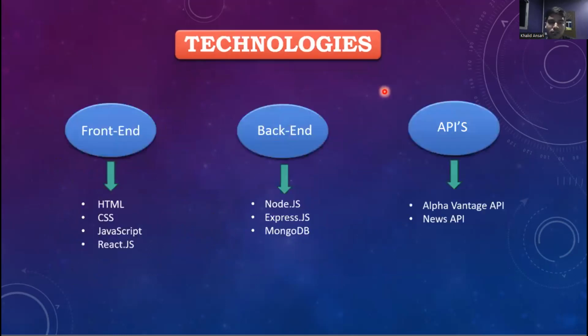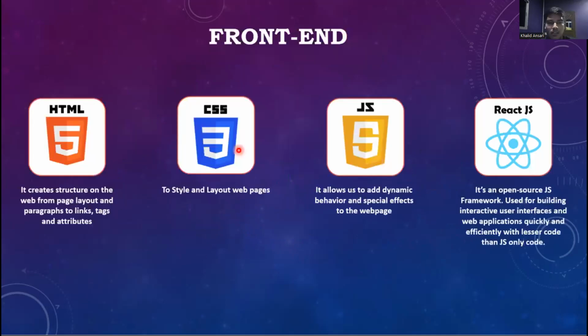The technologies used to develop this project. In the front end, we use HTML, CSS, JavaScript, and React.js. In the backend, we use Node.js, Express.js, and MongoDB for the database. For the APIs, for collecting the stock market data, we use the Alpha Vantage API. And for the news articles, we use News API. Now we'll go into detail about each.